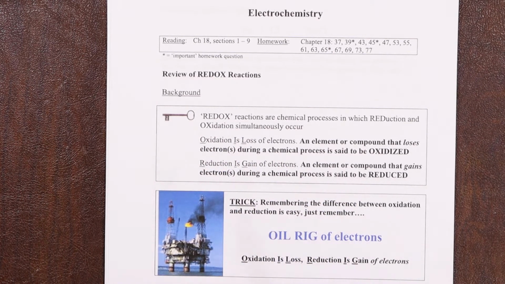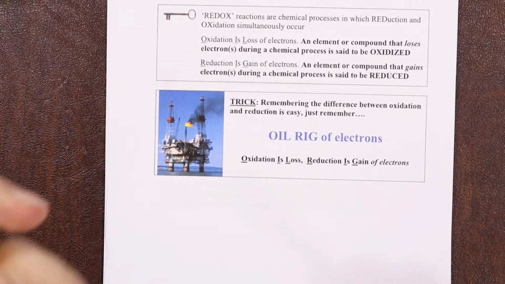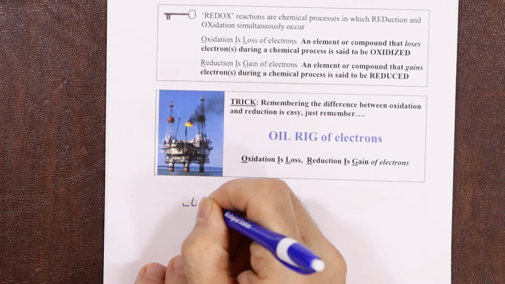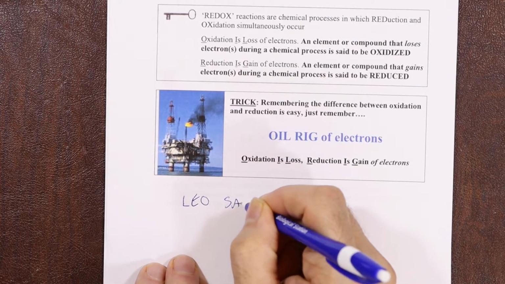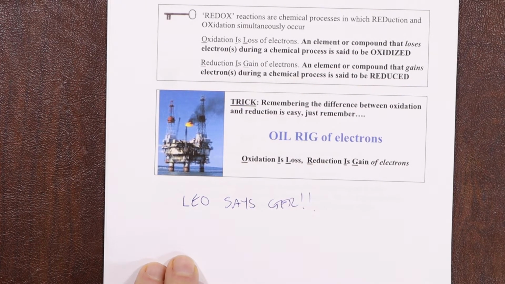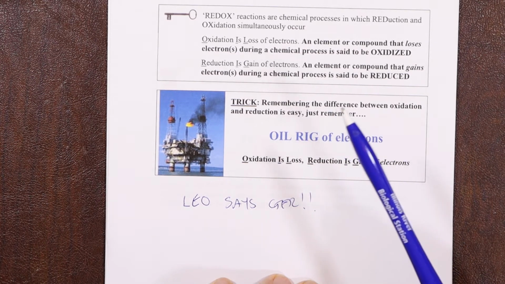Now, there's a couple of ways you can remember this. If you've taken a biology class and they talk about electron chains, because redox reactions in ATP and things like that in the body are very important, you may have seen this: Leo says grr. Loss of electrons, oxidation, gain of electrons, reduction. If you learned that one, fantastic. But I prefer a more macho chemistry way to remember.